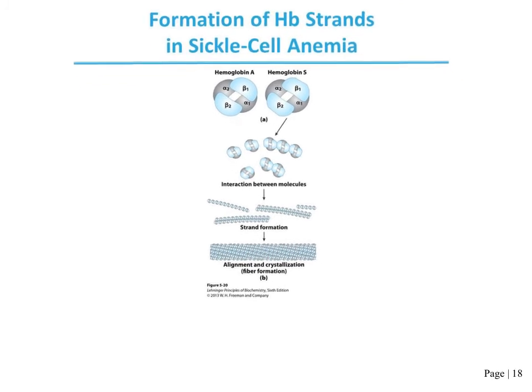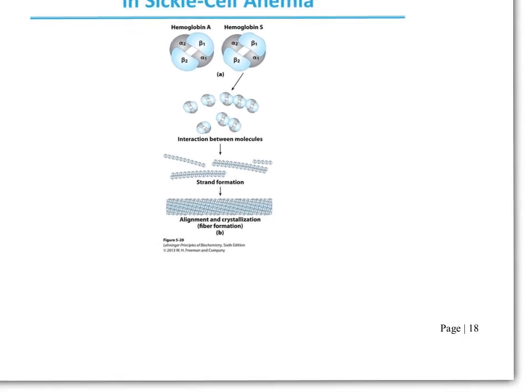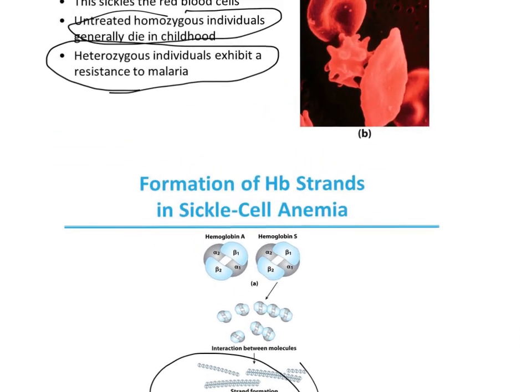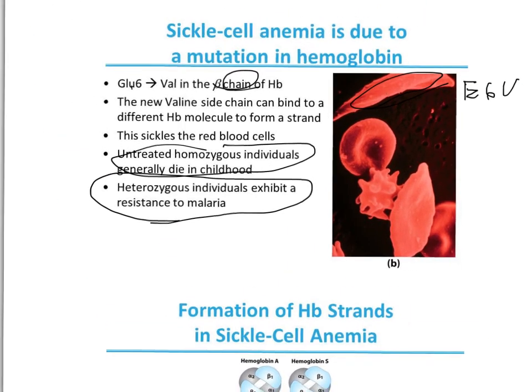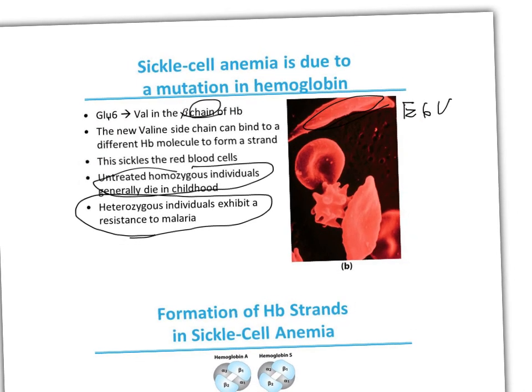And here's the strand formation that I was mentioning. When you get the mutated form in the beta subunit, you get these weird strands, almost like a fiber formation. And that's not what hemoglobin's supposed to do. But that's what it does in sickle cell anemia. So it's really a single point mutation. That's what we call it. A point mutation leads to a corruption of the protein structure and therefore its function. So there you have it.